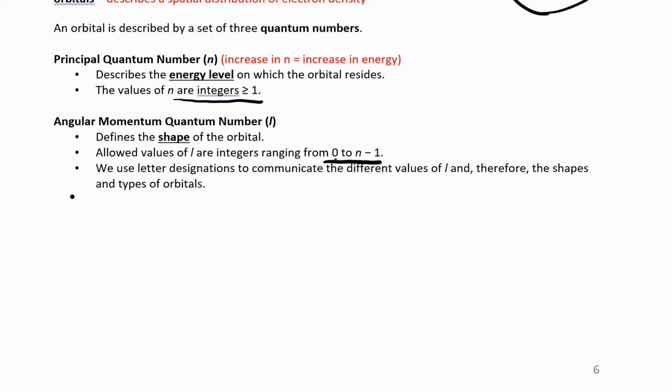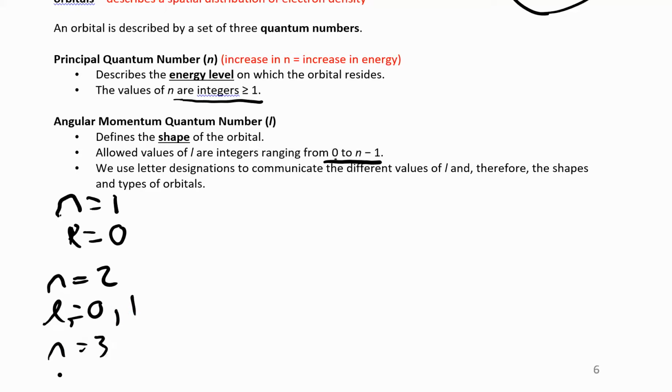If n is equal to 1, L can be 0 all the way up to n minus 1. So if n is 1, then L can only be 0, right? If n is equal to 2, then L can be 0 or 1. If n is equal to 3, L can be 0, 1, or 2. It goes all the way up to n minus 1. So L depends on n. How many L's you have depends on n. So how many different shapes you have depends on the energy level you're in. Think about it that way.